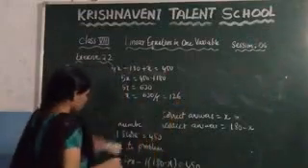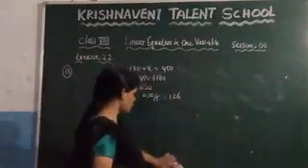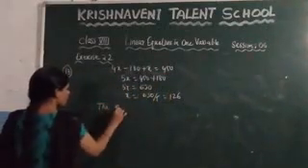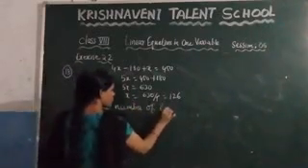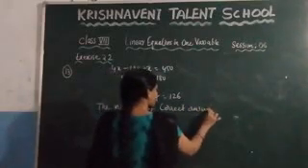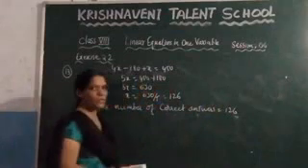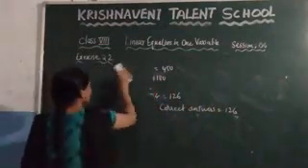So what is x is nothing but the number of correct answers. So write it here. Therefore the number of correct answers is equal to 126. This is the problem. Now see the next question, 14th question.